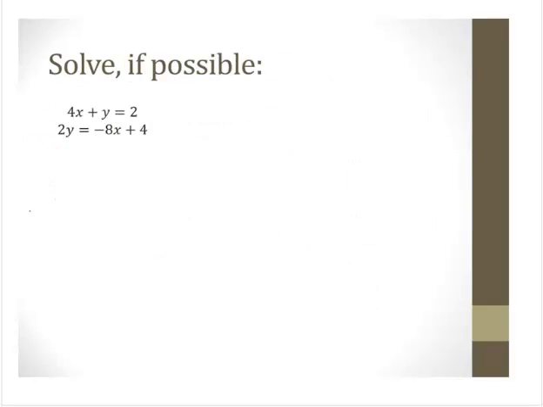All right. So this one asks us to solve if possible. We have the system 4x plus y equals 2, and 2y equals -8x plus 4. It doesn't tell us to use a specific method, so we can use whichever one we want. Now, I look at this and I would use a substitution, because it's very easy to isolate this y variable. So that gives me that y is equal to -4x plus 2.